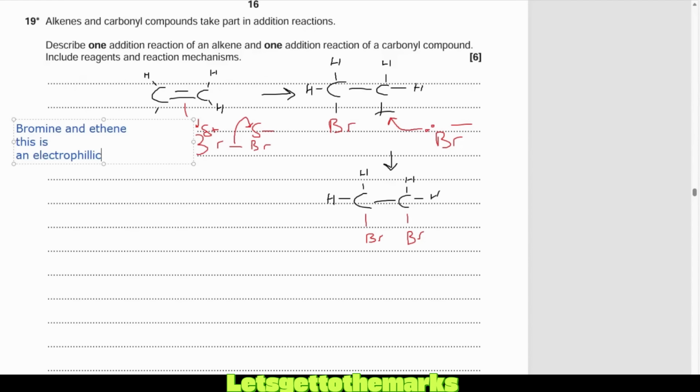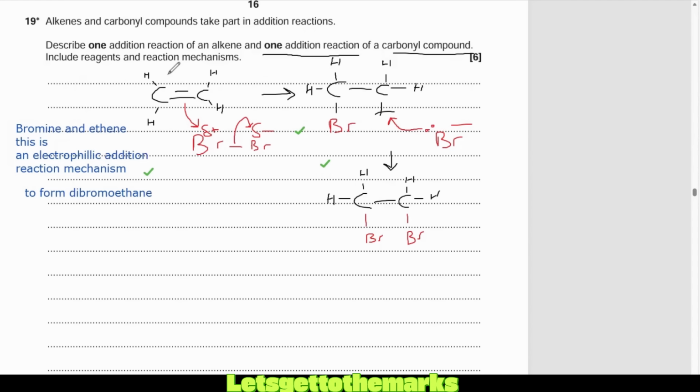But there we go. So additional information for this: you've got bromine and ethene as your reagents. We don't need any ultraviolet light because these electrophilic addition reactions happen readily. And obviously the test for alkenes is that it decolorizes bromine water and we form dibromoethane. If you want, you can say the electron-rich double bond polarizes the bromine molecule, as a little bit of extra info. Right, let's get on to the carbonyl compound and addition across that carbonyl bond.